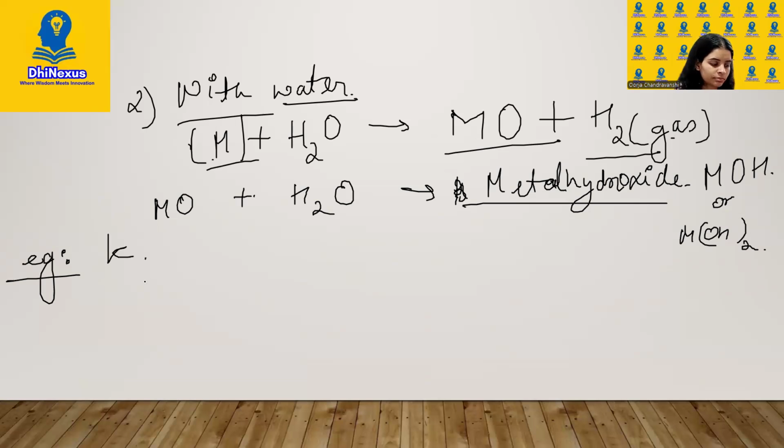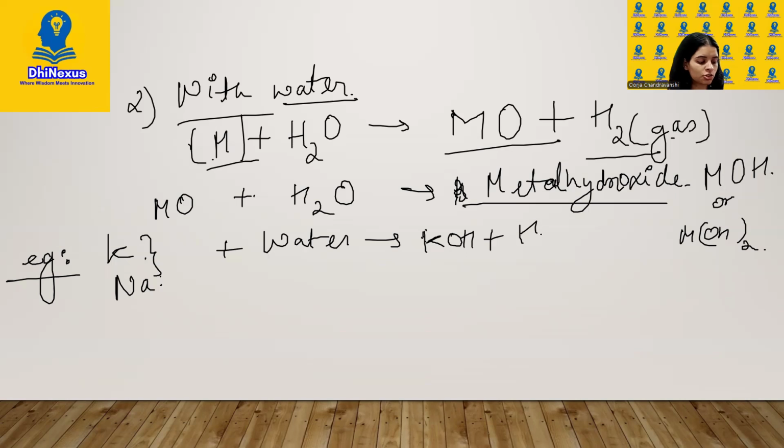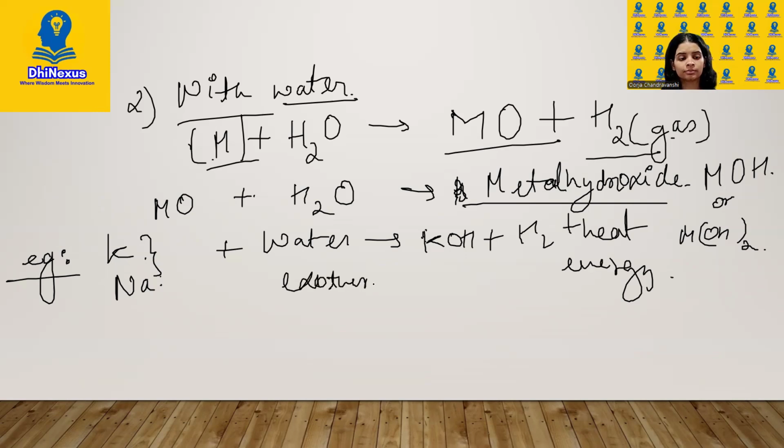Potassium and sodium. Both of them, when they react with water, show such a violent reaction that sometimes it seems to catch fire. So it is a highly exothermic reaction. Suppose I'm taking K, we get KOH plus H2 plus heat energy. Whenever heat is evolved, such reactions are called exothermic in nature. So this reacts very violently.